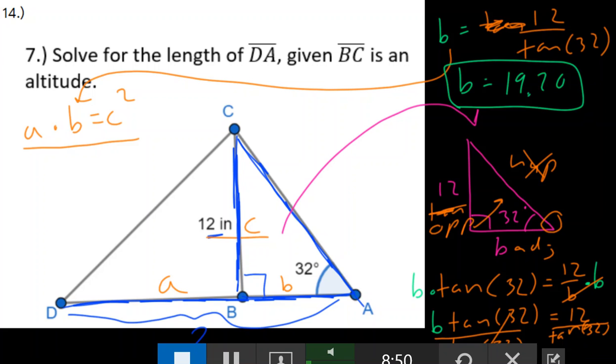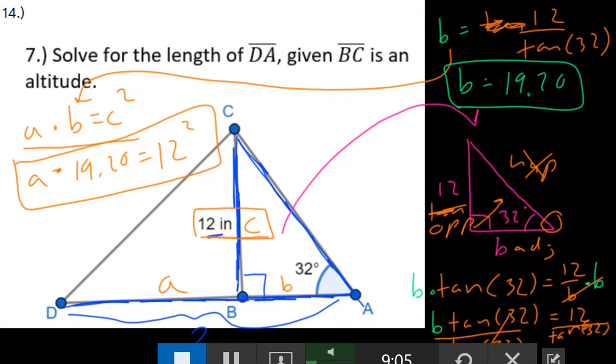And now, how do we set this problem up? Well, we'll say our A value, we don't know that, times our B value, which wound up being that 19.20, is equal to our C value squared, or 12 squared. Alright, and I will leave you to solve that on your own. Good luck.